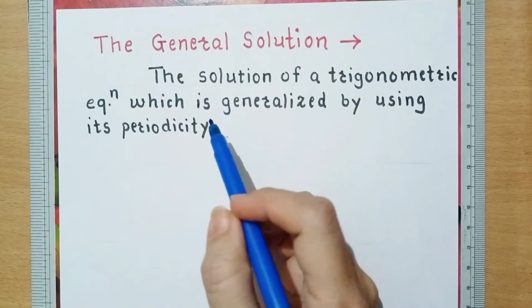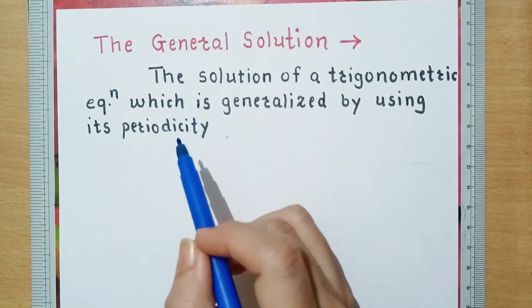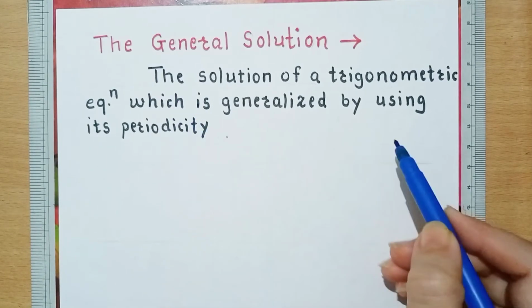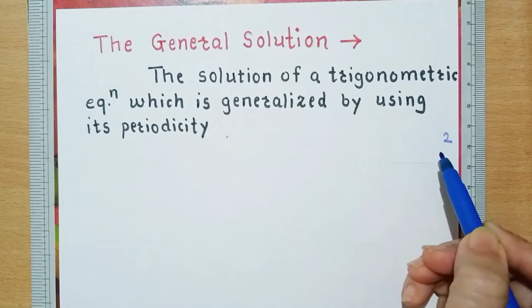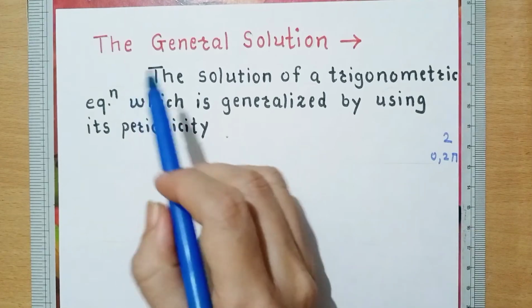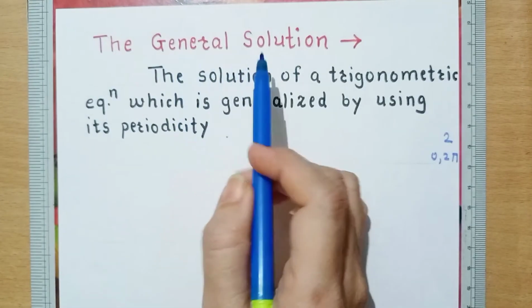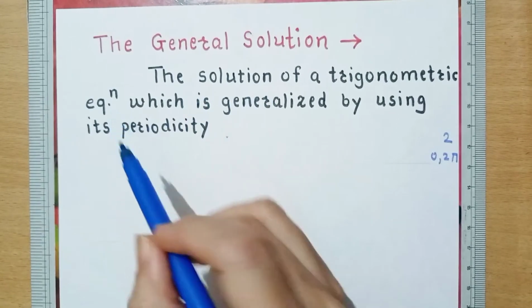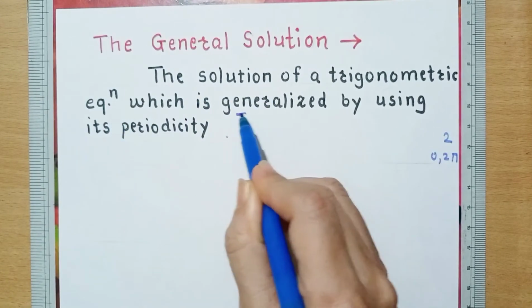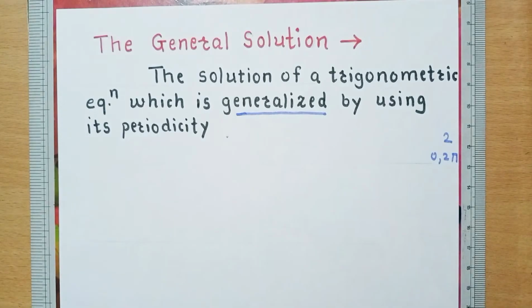Hello everyone. In the last lecture we have seen what principal solutions are. We know that there are two principal solutions that lie between 0 and 2 pi. Now today we are going to look at the general solution, and the general solution means the solution of a trigonometric equation which is generalized by using its periodicity.